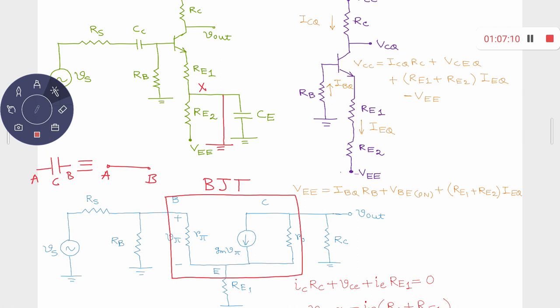Anybody having any confusion in understanding that bypass effect? Yes or no? Is it clear? Okay.